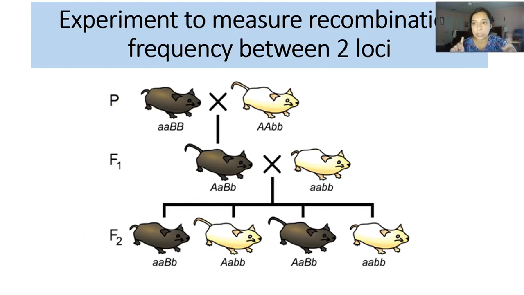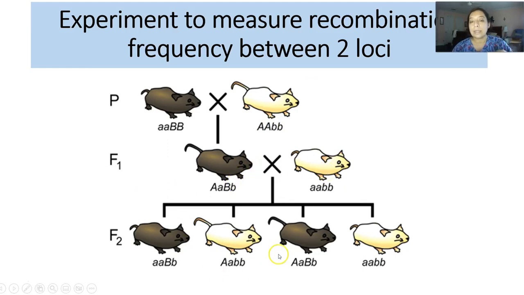So here we look at an actual example of an experiment to measure recombination frequency between two loci. So we're just looking at two different genes, and we're trying to see if it matches Mendelian genetics or not in this case. So two genes at the same time. And here in your parents, you have two heterozygous parents, where they're in opposing manner, right? So one is homozygous recessive for the first gene, and homozygous dominant for the second, and the other parent is homozygous dominant for the first gene and homozygous recessive for the second. So in your F1, every progeny is going to be heterozygous for both genes.